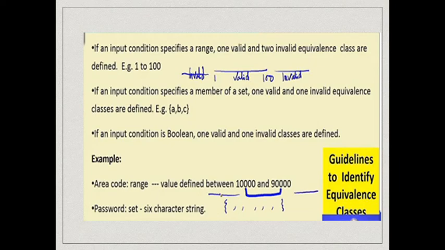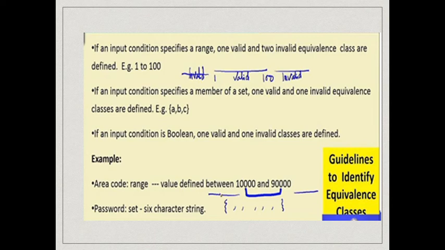The guideline is that if the input data is a range, we will have three equivalence classes: one valid and two invalid. So the range is 1 to 100. Anything between 1 and 100 is valid data, and anything more than 100 is invalid. Anything less than 1 is invalid. So we have one valid equivalence class, and two invalid equivalence classes: one which contains values less than the minimum value that is acceptable, and one which has values higher than the highest value that is acceptable.